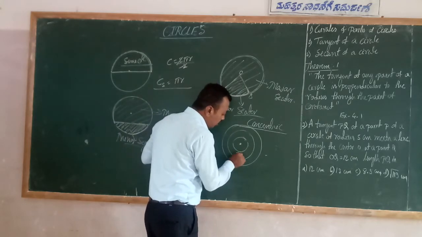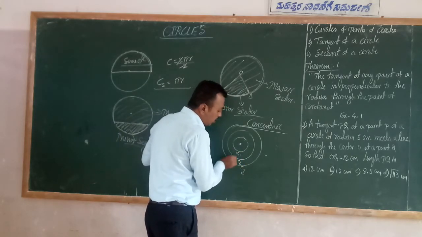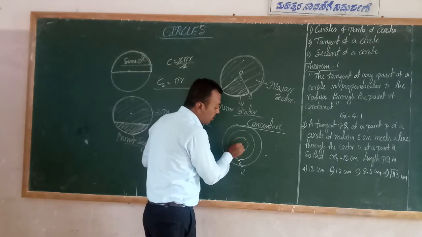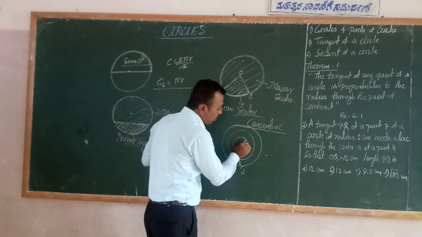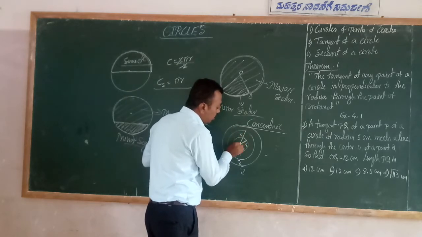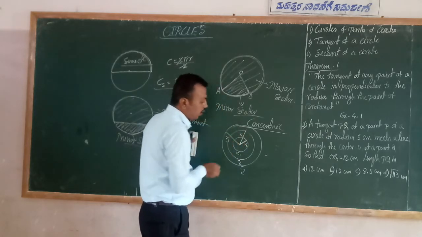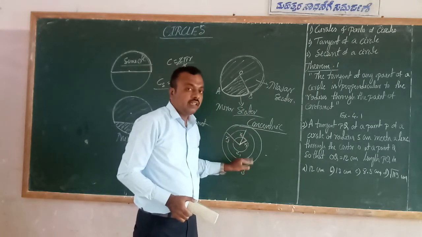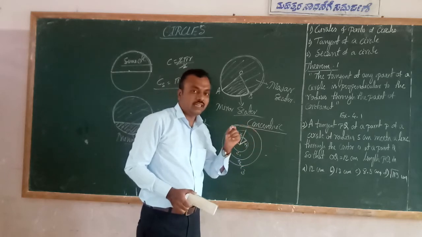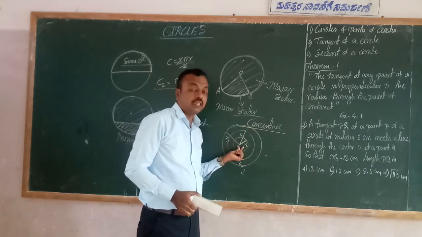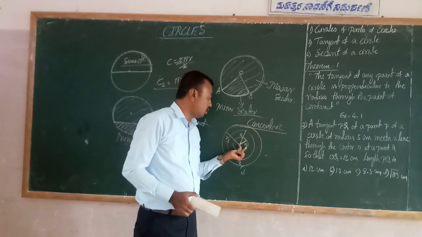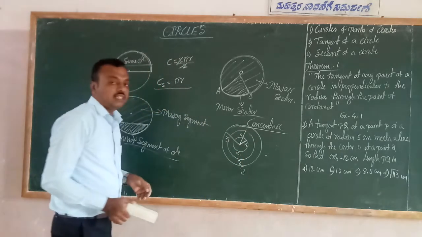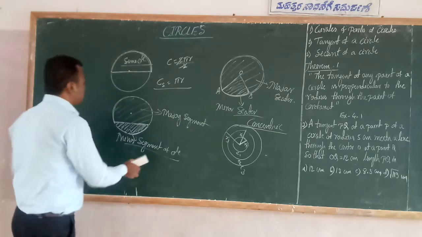See, this is C1, this is C2 and this is C3. Circle 1, circle 2, circle 3. All these circles have the same center but different radii. This radius is R1, this radius is R2, this radius is R3. Therefore, circles having the same center but different radii are called concentric. Centric means same center. That's why all circles having the same center and different radii are called concentric circles. Okay?